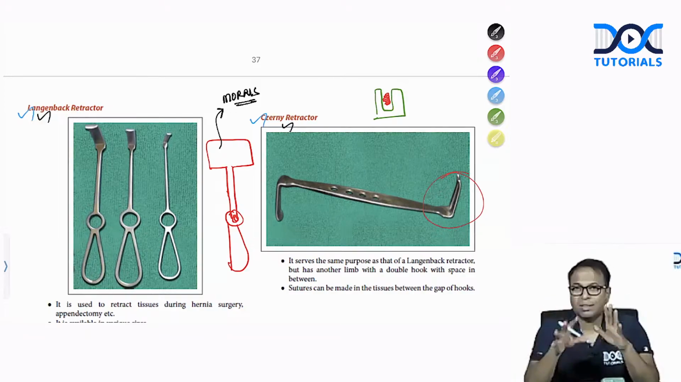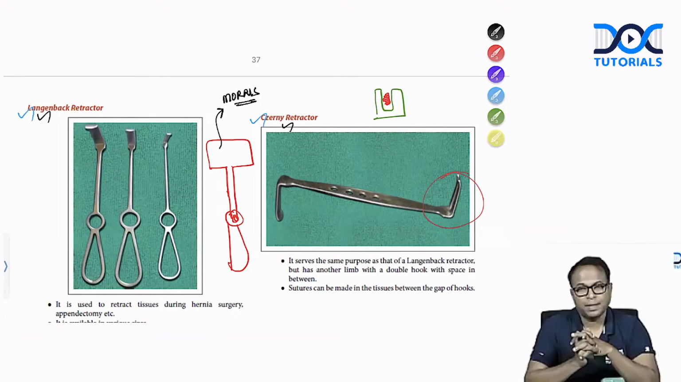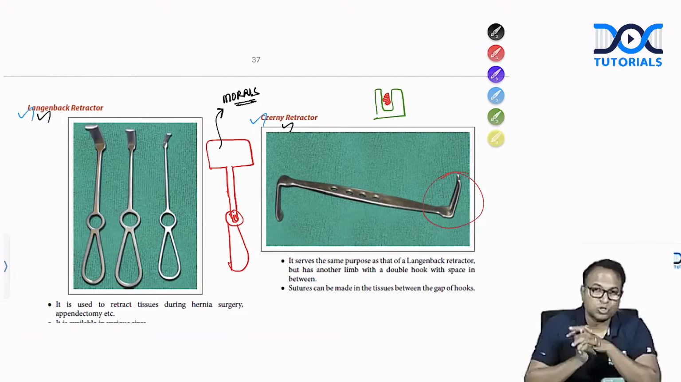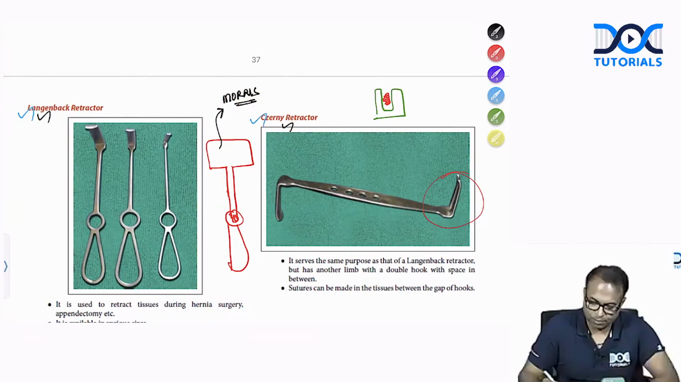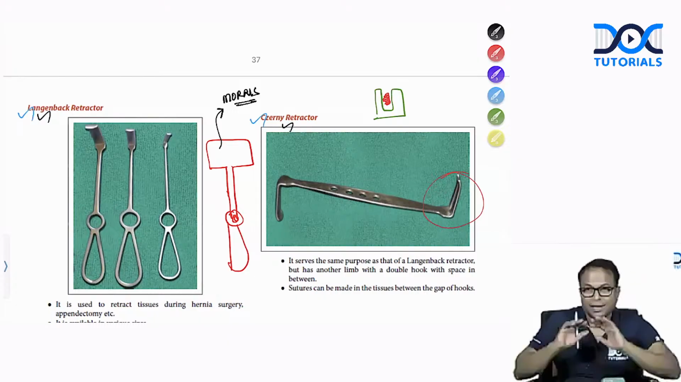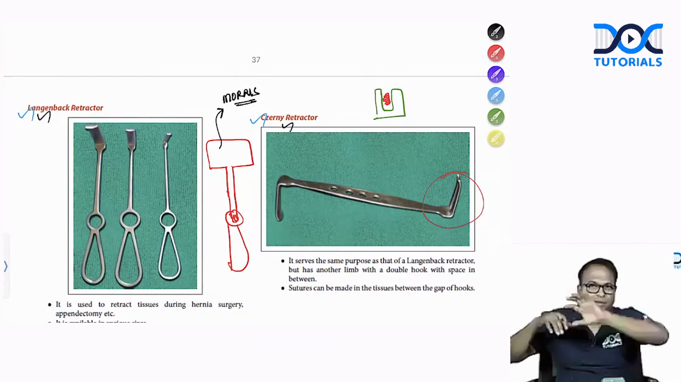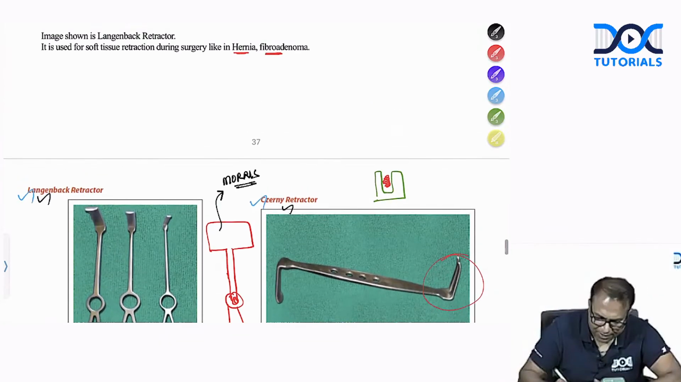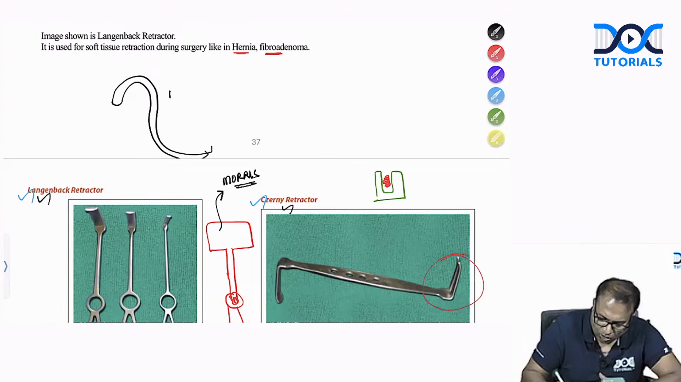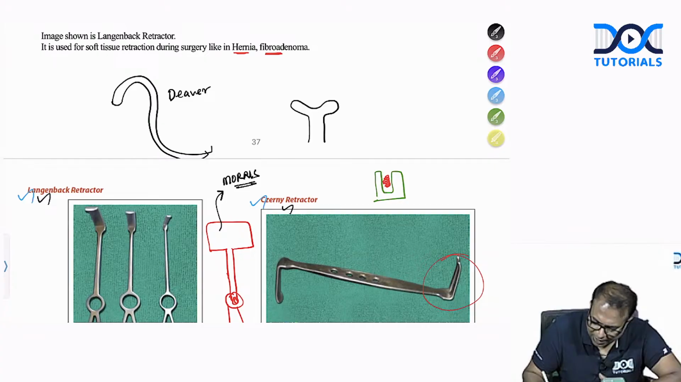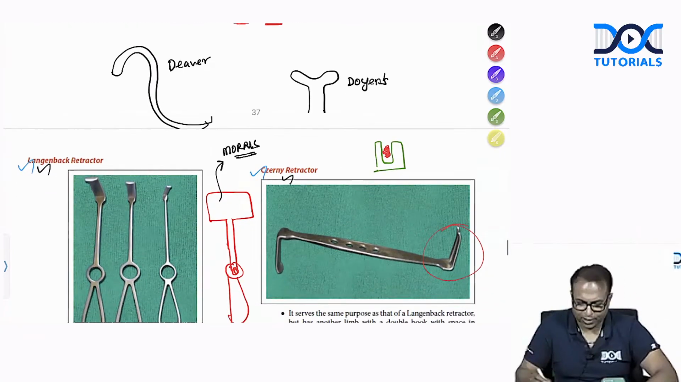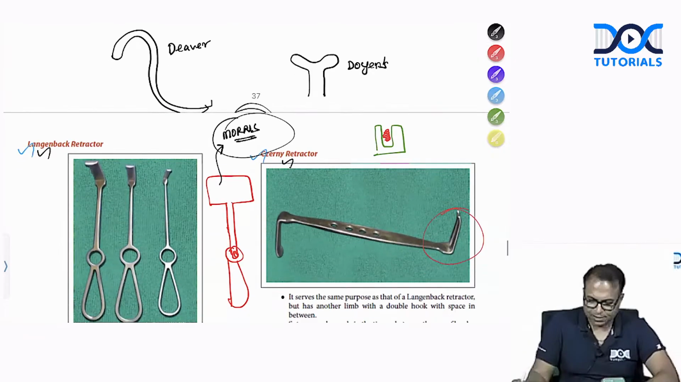Please go through all the instruments used in surgery. They will definitely ask you one instrument from surgery. Okay, this is Morris. Doyen will be like a curved one for bladder. Deaver is for liver, with a long blade like this. It will be like this for liver, called a Deaver. Doyen is used in the suprapubic area like this. So retractors are a very basic question. Don't forget. Morris is the answer. Very good. Morris is correct.